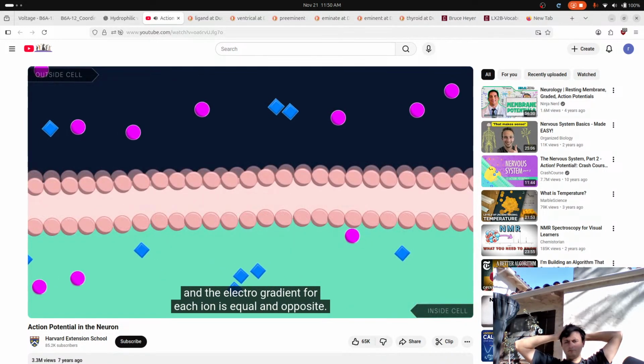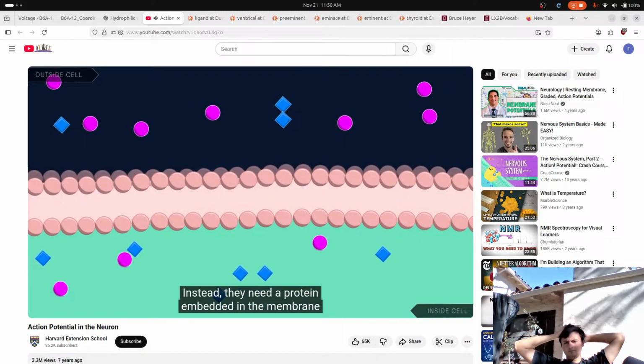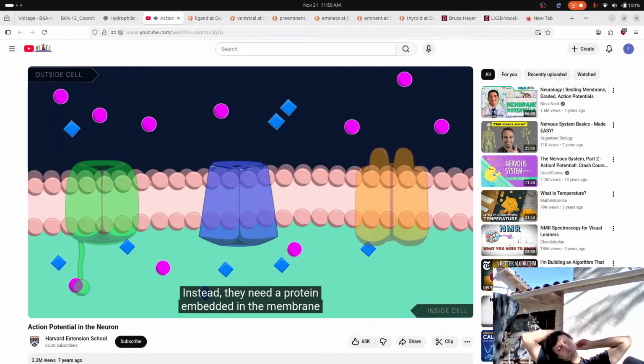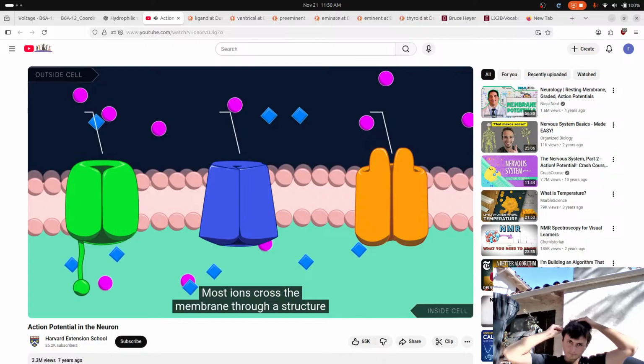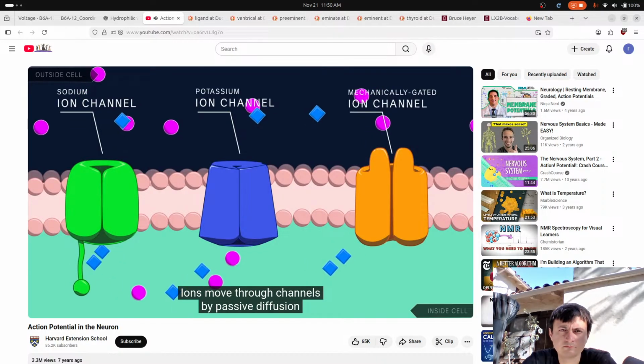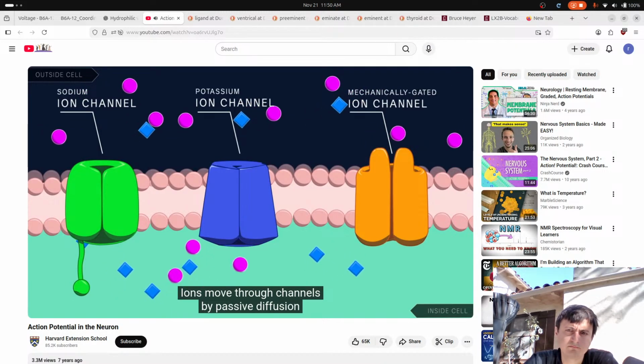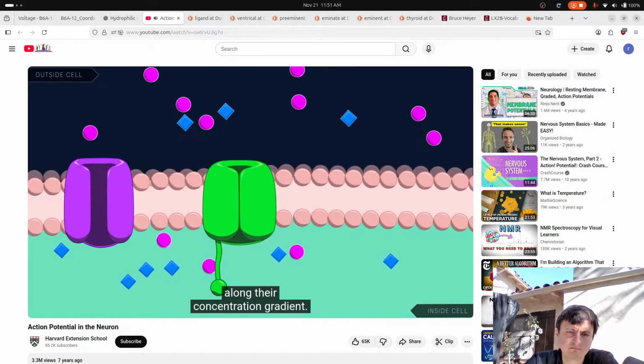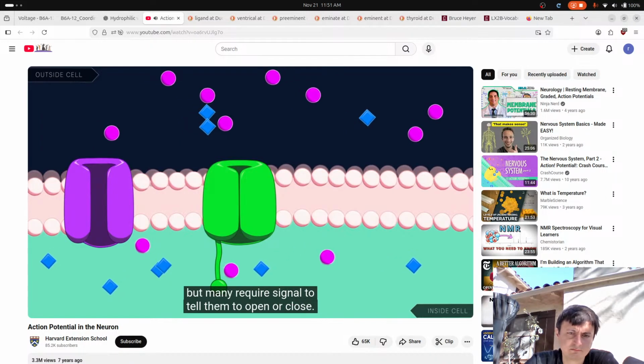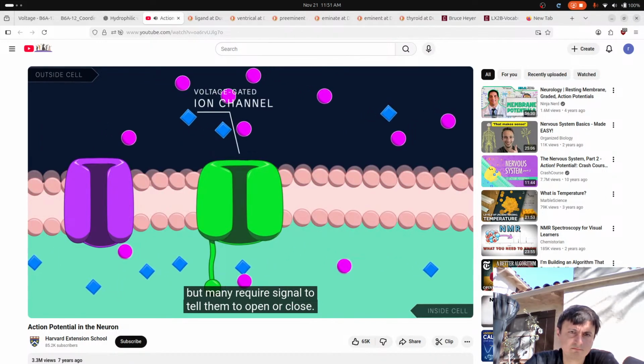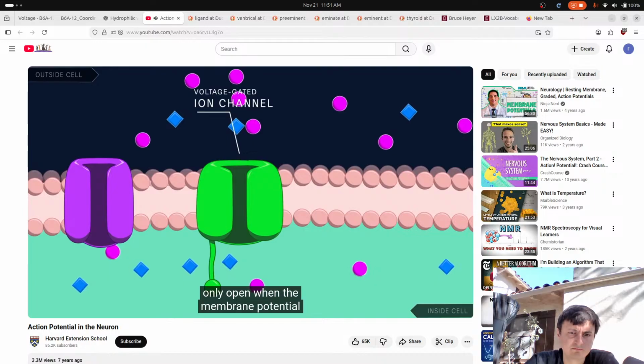Ions cannot simply move across the membrane at will. Instead, they need a protein embedded in the membrane to facilitate their movement. Most ions cross the membrane through a structure called an ion channel. Ions move through channels by passive diffusion along their concentration gradient. Some ion channels are always open, but many require a signal to tell them to open or close. For example, voltage-gated channels only open when the membrane potential reaches a certain value.